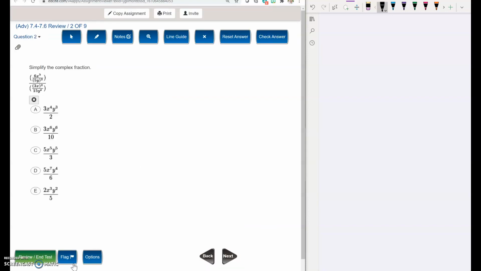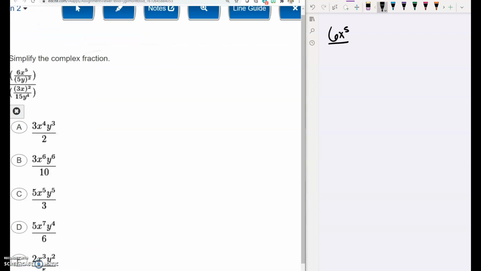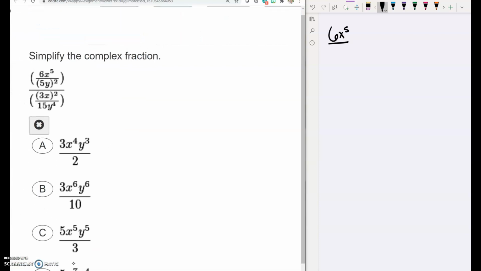The first one is simplify a complex fraction. We've got 6x to the 5th over (5y) squared. Notice the 5y is inside parentheses. 5y squared means 5y times 5y, which is 25y squared. On the bottom, we have the quantity 3x squared, which is actually 9x squared, because 3x times 3x is 9x squared, over 15y to the 4th.